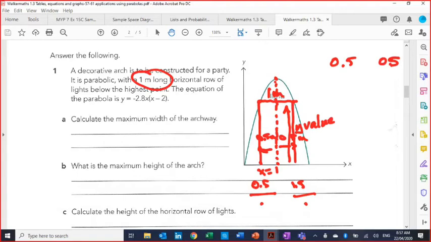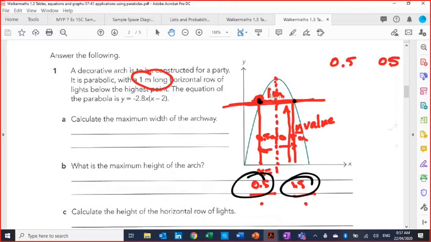Make sense? Now, do I need to work both values to find the height of the row of lights? No, because it's straight across. However high it is here, it's the same height there. So you can use either this one or this one because they're both going to return the same y value. Again, that's the beauty of the symmetry of these problems.